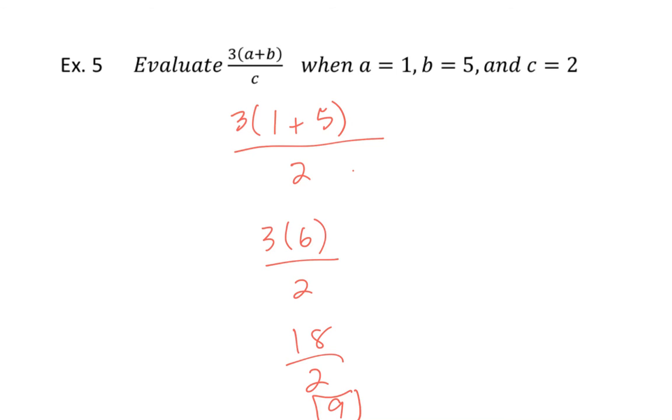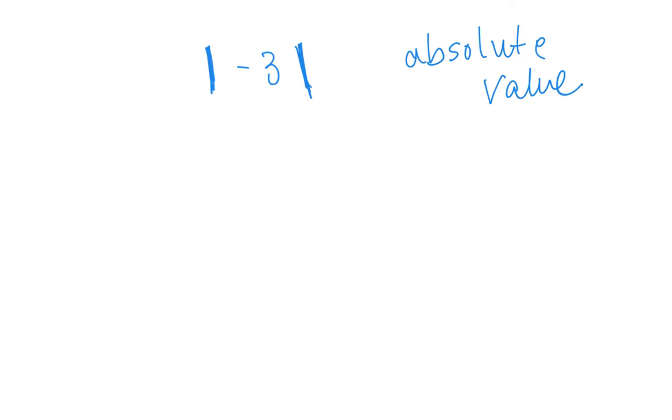Very quickly, I wanted to note this. It's not on your notes. But if we see something like 2 vertical bars around a number, that is absolute value. And the absolute value of a number is always positive. So the absolute value of negative 3 would just be a positive 3.